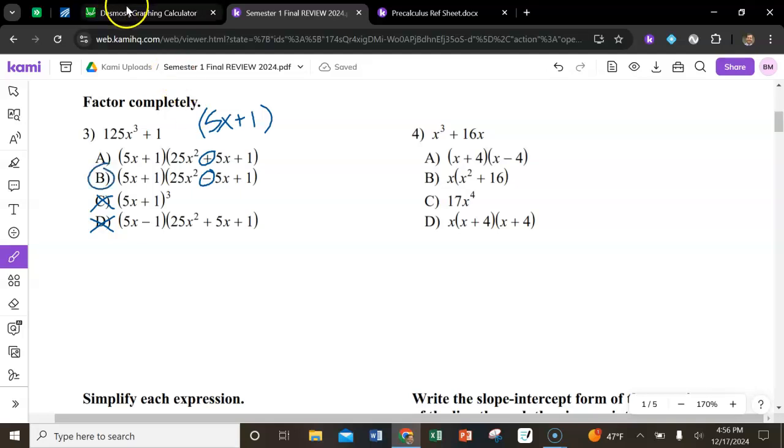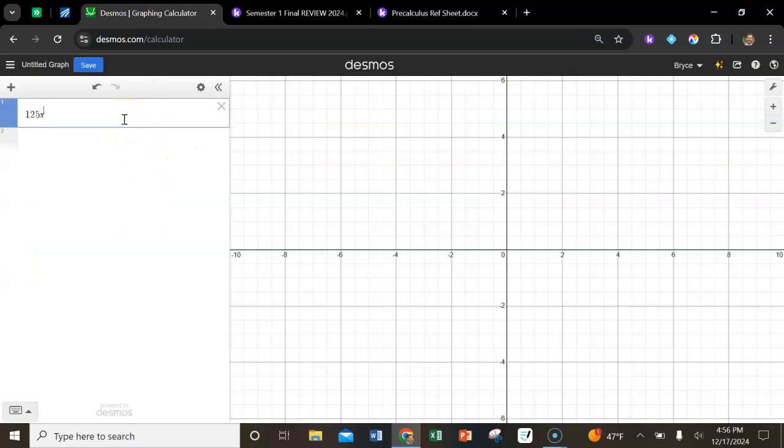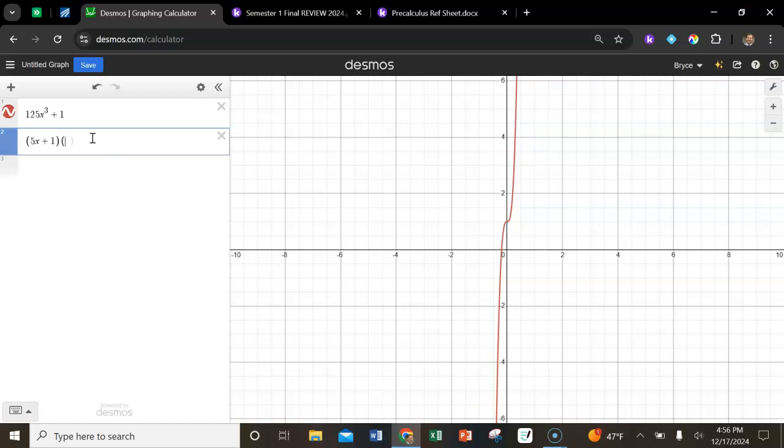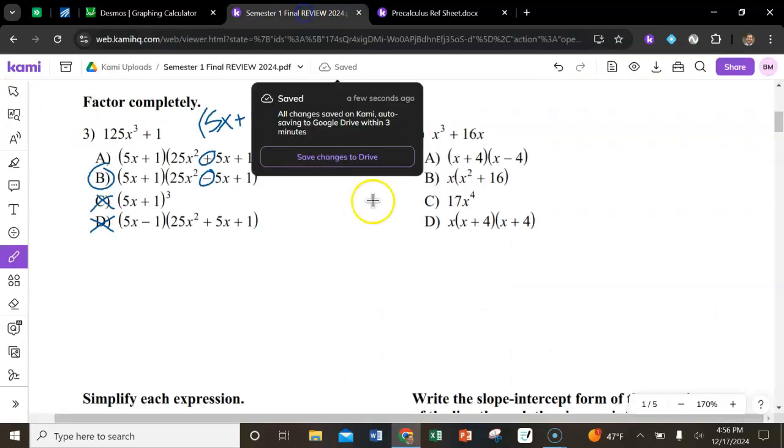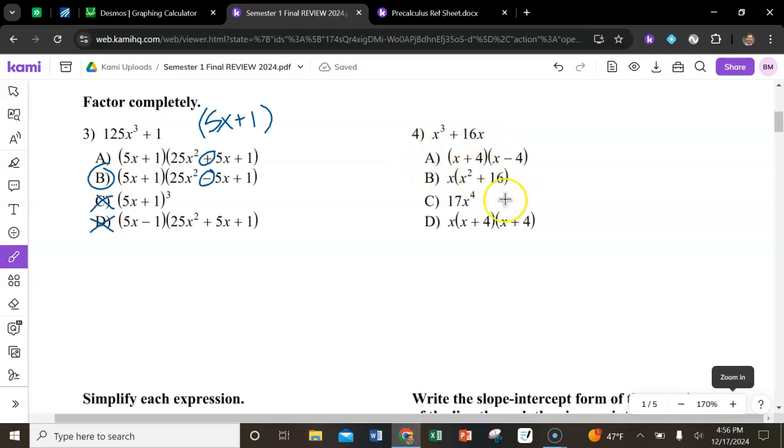But with factoring, what you can always do is type in the original problem, and then also type in the factored form of that. If they give you the exact same graph, then that's the answer. Notice if I take that blue one away, it's the exact same graph as the original, which means the answer is 25x squared minus 5x plus 1. If that were plus, notice those aren't the same graph. So it has to be the minus. You could always use that strategy. You could use it on number 4 as well.